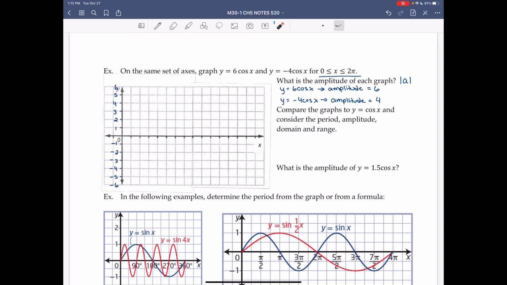2 pi is equivalent to 12 pi over 6. So let's count 12 increments. 1, 2, 3, 4, 5, 6, 7, 8, 9, 10, 11, 12. That takes up most of our graph, so that's a pretty acceptable amount. Let's plot 2 pi right here.